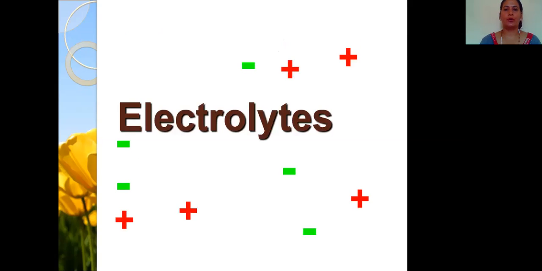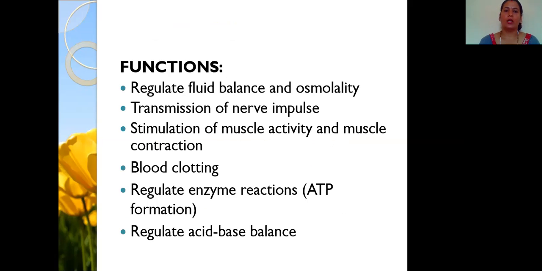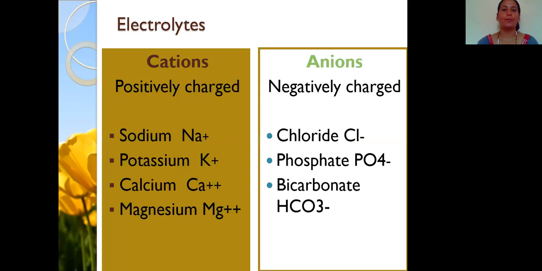Now we come to the electrolytes. Electrolytes are elements or compounds that, when dissolved in water, dissociate into ions and are able to conduct an electrical current. There are different types of electrolytes in our body. We will be discussing them. The functions of electrolytes are to regulate the fluid balance and osmolality, transmission of nerve impulses, stimulation of muscle activity and muscle contraction, blood clotting, regulating enzyme reactions through ATP formation, and regulating the acid-base balance.